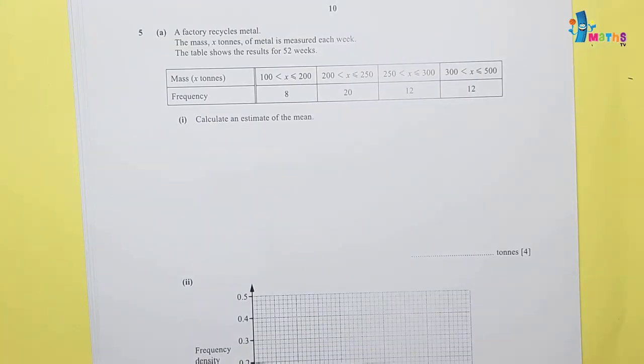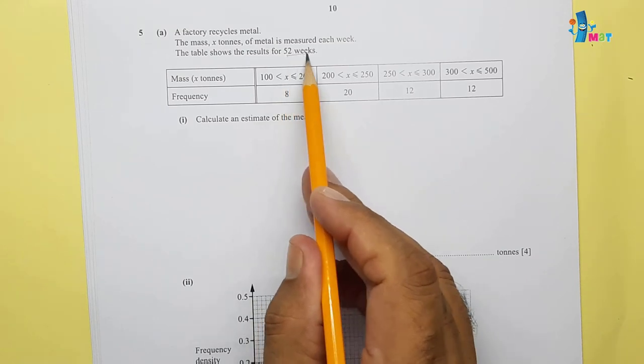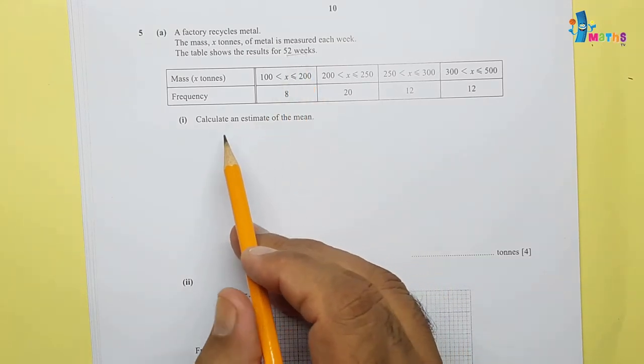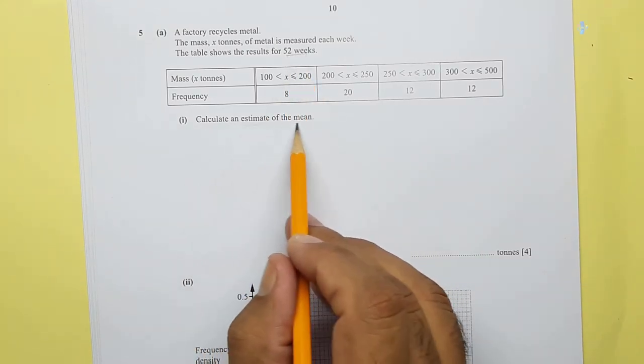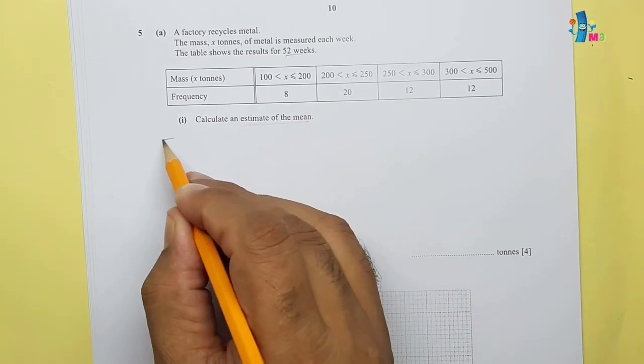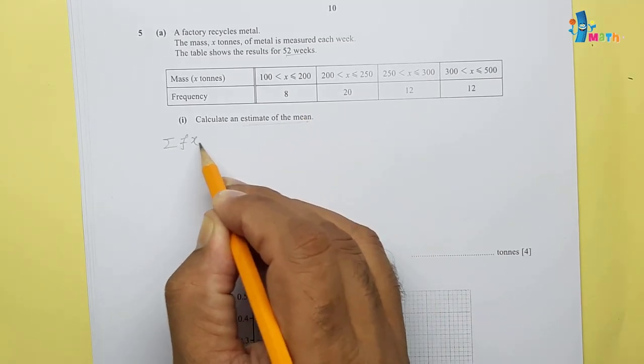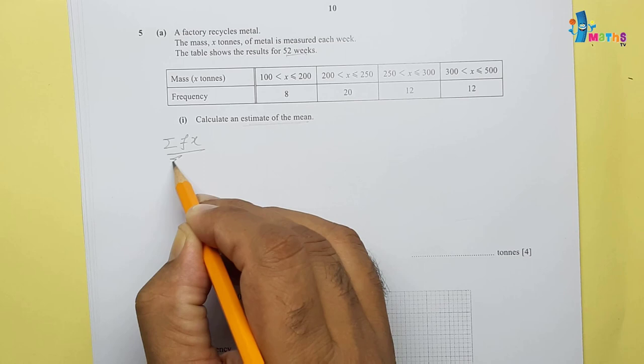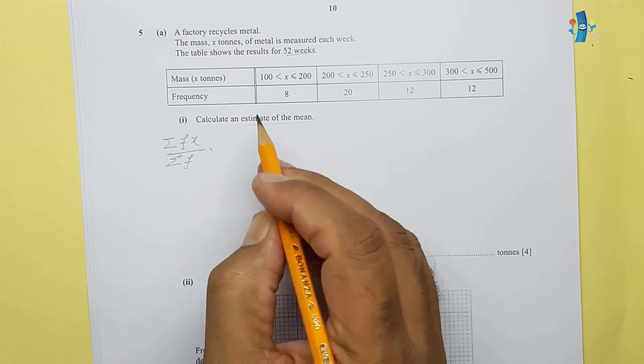Now question number 5, part a. A factory recycles metal. The mass, x tons, of the metal is measured each week. The table shows the results for 52 weeks, and they are asking us to calculate an estimate of the mean. We know the mean is sigma fx over sigma f. This is the formula which we'll be applying.